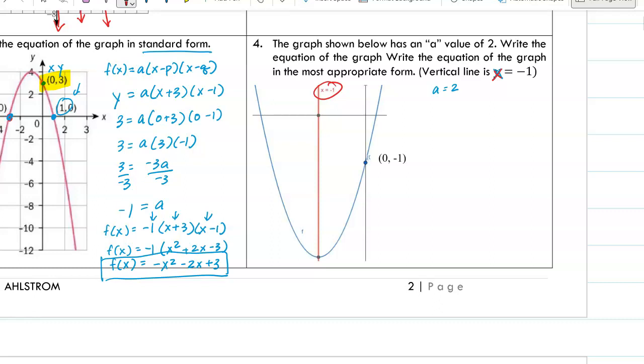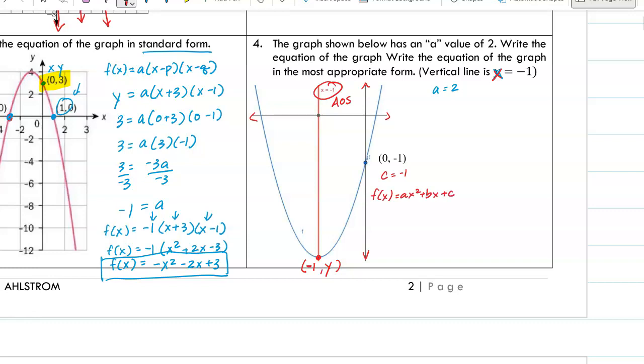So let's see what would be. I know, first of all, that the vertex is going to have an x value of -1. This is the axis of symmetry. I don't know the y value. I know that there is a point like this. It seems like that right there is the x and y coordinate. That is the c value, -1. The c value meaning when it's written in standard form, f of x equals ax² + bx + c.